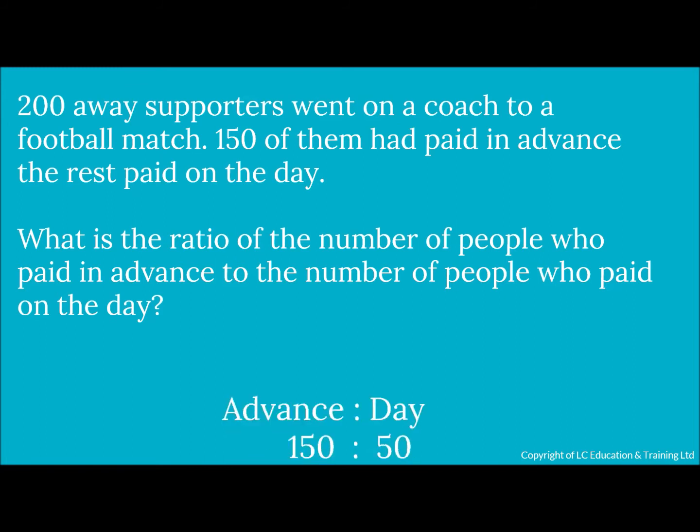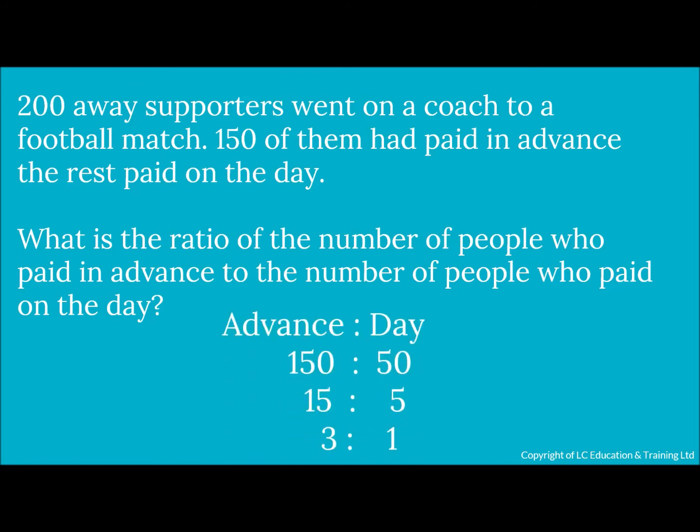So you should have got the answer 3 to 1. Because 150 went, so we're in advance. The rest of them, the 50, paid on the day. Simplify that down to 3 to 1. A lot of people automatically use the numbers 200 and 150 to form their ratio. So you need to make sure you read the wording of the question.